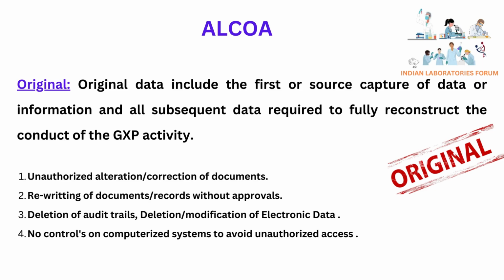Original is the fourth principle of ALCOA. Original data include the first or source capture of data or information and all subsequent data required to fully reconstruct the conduct of the GXP activity. Examples of non-compliance with original are: unauthorized alteration or correction of documents, rewriting of documents or records without approvals, deletion of audit trails, deletion or modification of electronic data. No controls on computerized systems to avoid unauthorized access.